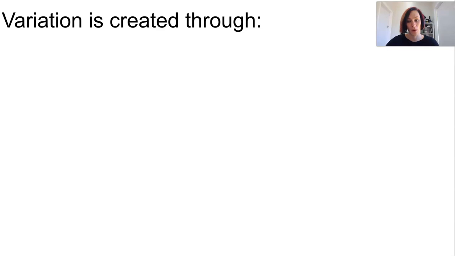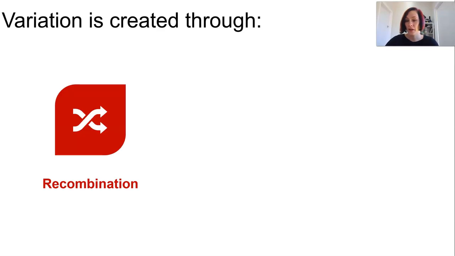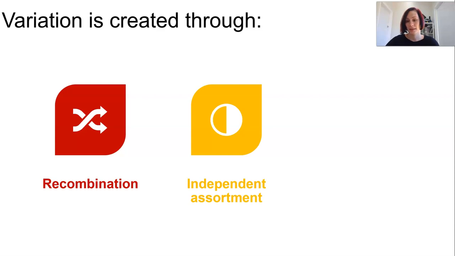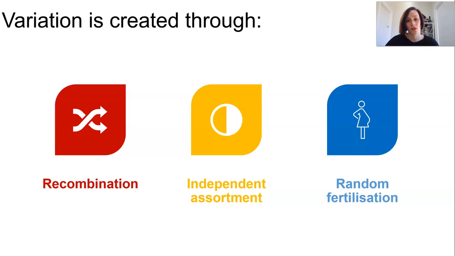Now, sexual reproduction and in turn meiosis increases the possibility of variation within the new generation in three main ways. There's recombination and crossing over of chromosomes in prophase 1. There's independent assortment of paternal and maternal chromosomes in metaphase 1, and there's random fertilization of gametes. And we're going to go through each of these separately.